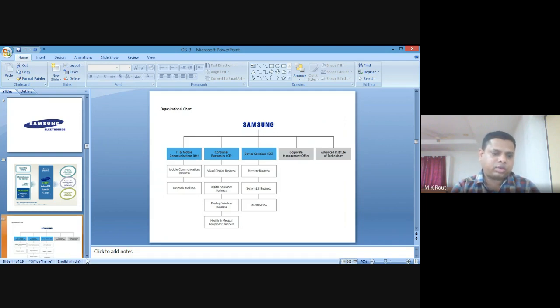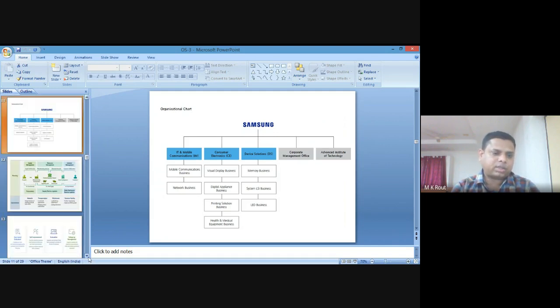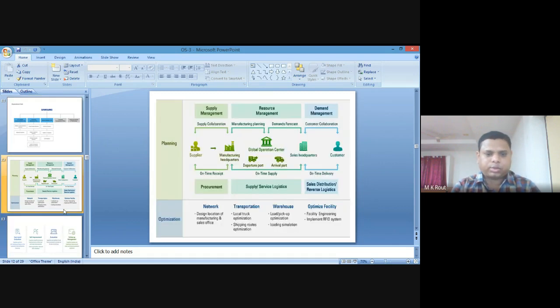Then moving to the next part of what we have discussed, I will show how they organize their planning in such a way that they can easily focus on global sourcing or global strategic sourcing. In that way, they maximize the rate of profit generation. So first, they go for planning. In planning, they have supply chain management, the resource management, and the demand management.